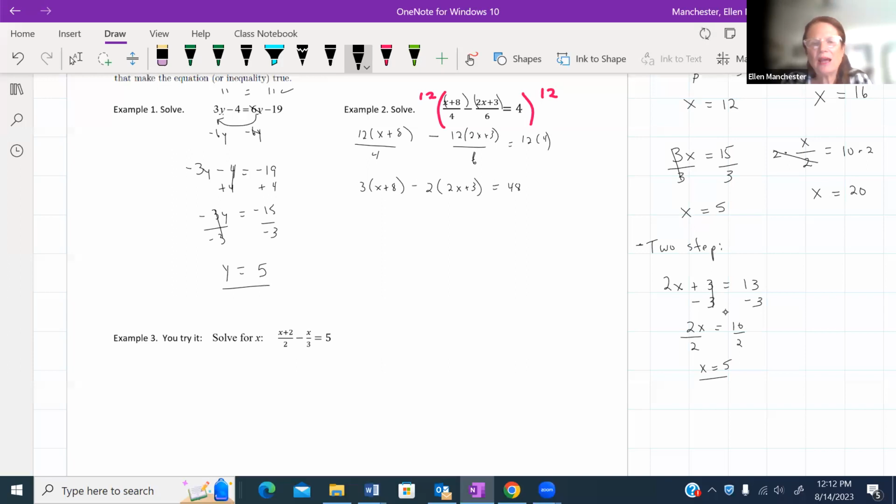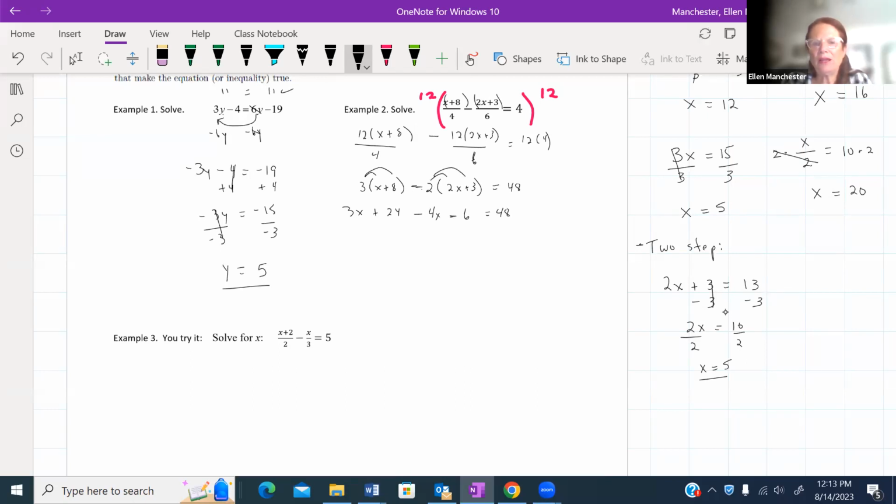So again, we're just going to keep cleaning up. So now we're going to distribute this 3 through. So 3 times x is 3x. 3 times 8 is 24. Going to distribute that negative 2. Remember, that's a negative sign. So negative 2 times negative 2x is a negative 4x. Negative 2 times 3 is a negative 6.